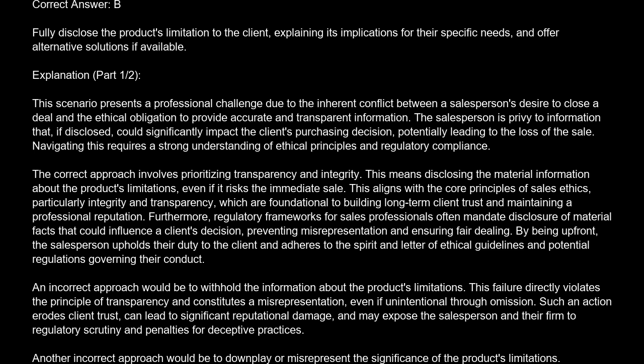An incorrect approach would be to withhold the information about the product's limitations. This failure directly violates the principle of transparency and constitutes a misrepresentation, even if unintentional through omission. Such an action erodes client trust, can lead to significant reputational damage, and may expose the salesperson and their firm to regulatory scrutiny and penalties for deceptive practices.